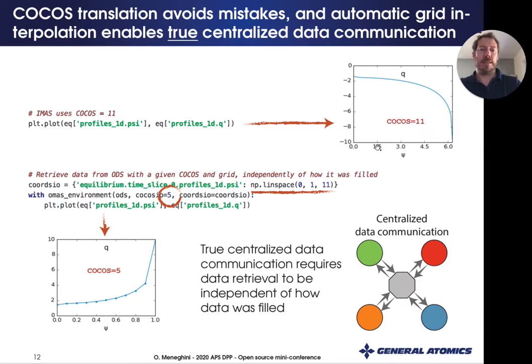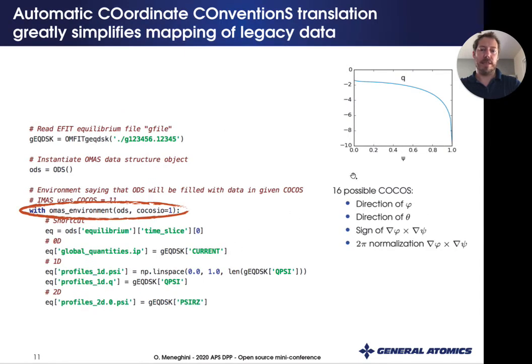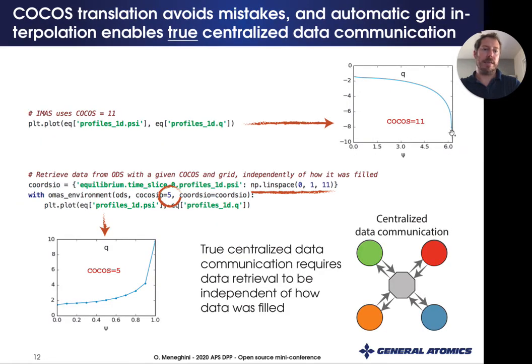You can see that when we switch from COCOS 1 to COCOS 11, for example, psi has a 2 pi normalization difference. So here we were going from 0 to 1, and here we get to a little above 6.